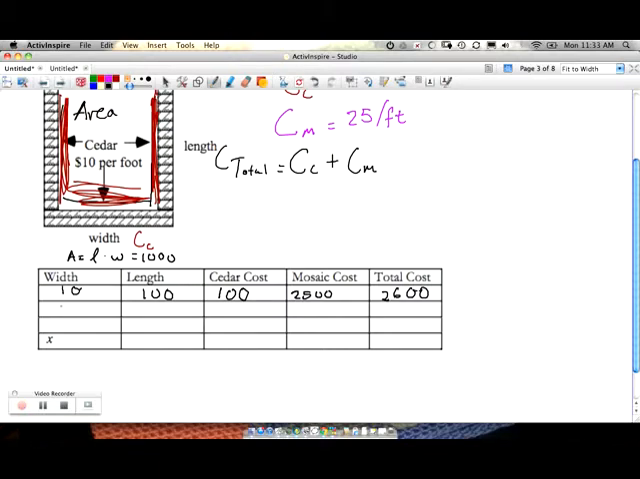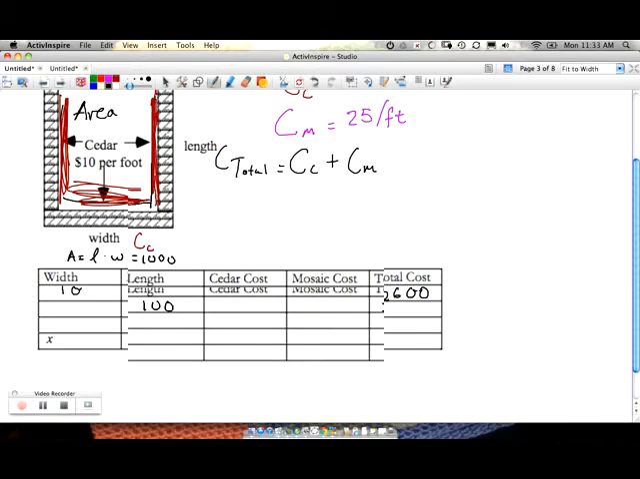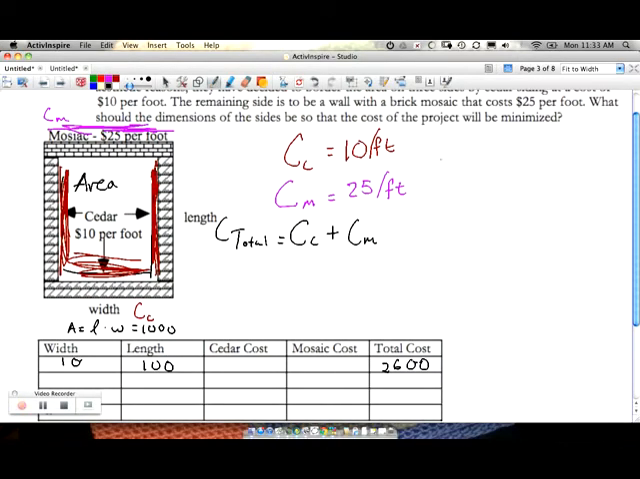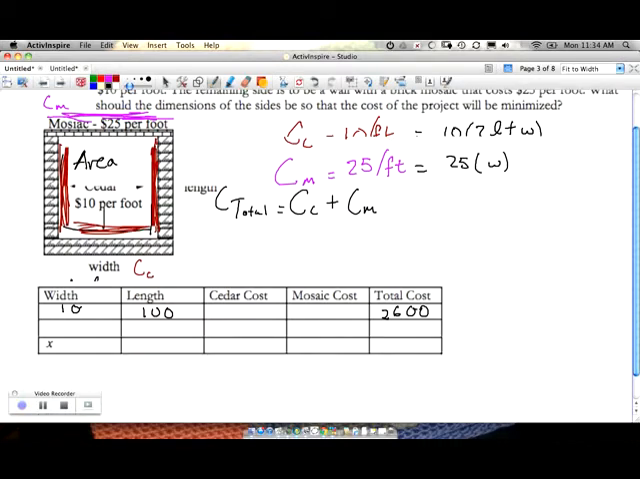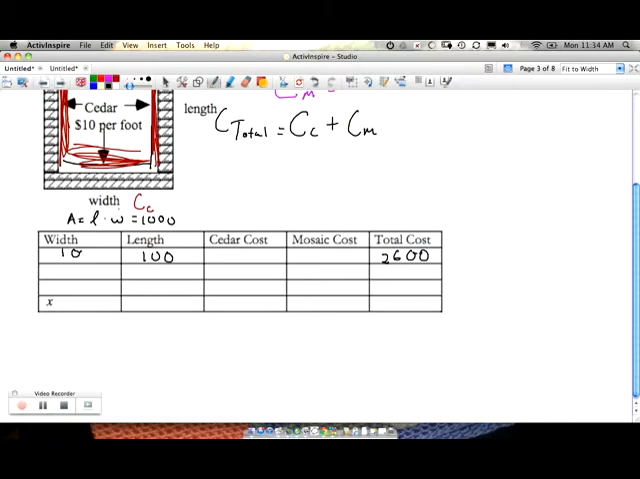Let's flip-flop those. Let's say our width was, oh, wait a second. We are doing this totally backwards here for a second. The cedar cost is going to be two of these lengths and one of the widths. So that's 10 times 2L plus W. And the mosaic cost is just 25 times one of the W's. So the cedar cost is going to be twice the length plus one of the widths.